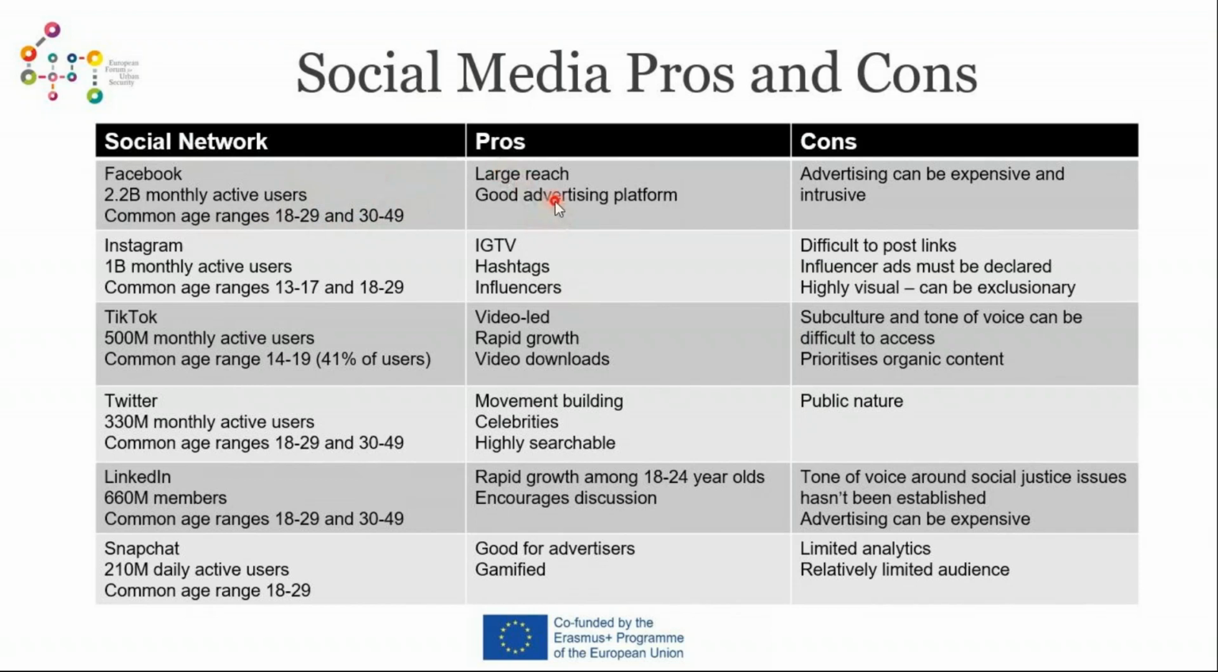The pros are that Facebook has such a large reach because, I suppose, Facebook is ubiquitous, and Facebook as a company owns other platforms like WhatsApp and Instagram. So Facebook is huge. So it's got a very large reach. It's also got a very good, very comprehensive advertising platform.